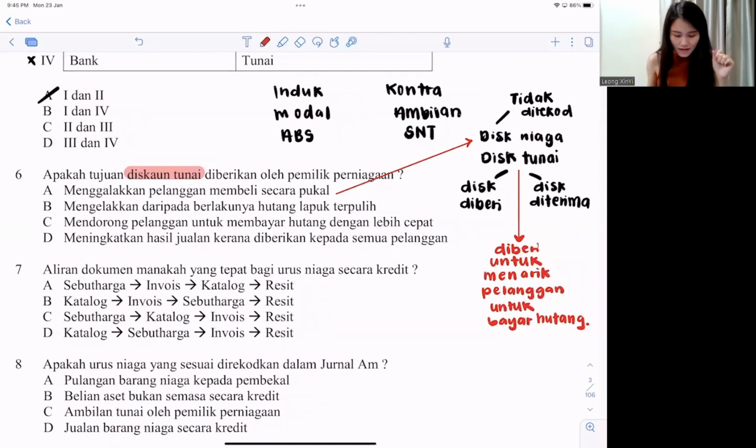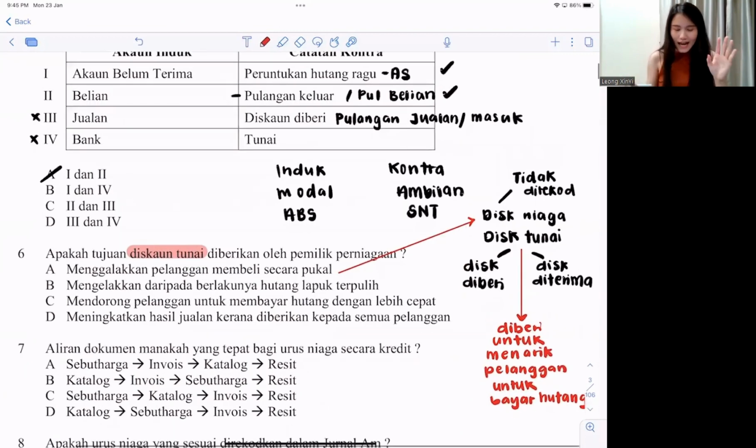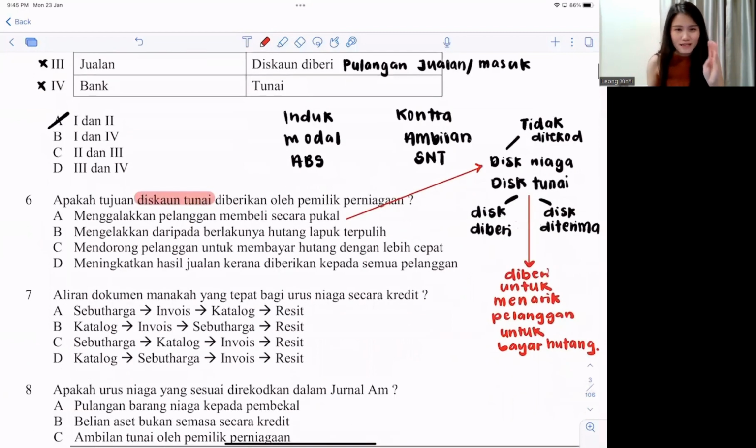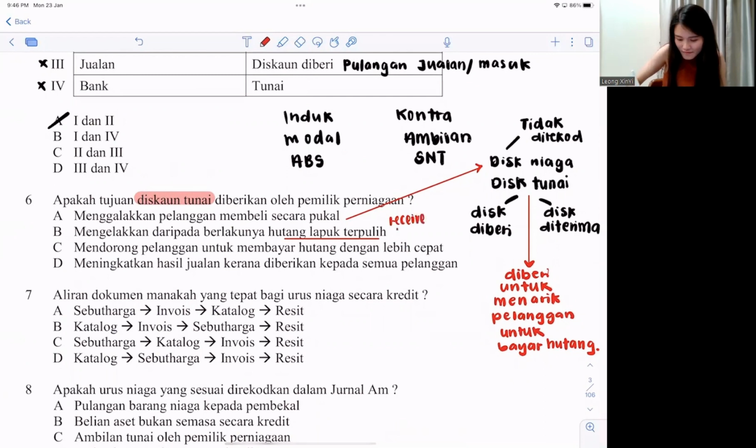While B, mengelakkan daripada berlakunya hutang lapuk terpulis is wrong. Because you say mengelakkan daripada berlakunya hutang lapuk, that makes sense. But terpulis, why you want to mengelak leh, right? You understand that hutang lapuk terpulis is something you receive money on. And also, if it's already a hutang lapuk, then why do I still give them discount? You understand the point? So it doesn't make sense for this sentence. So don't take B. Okay.